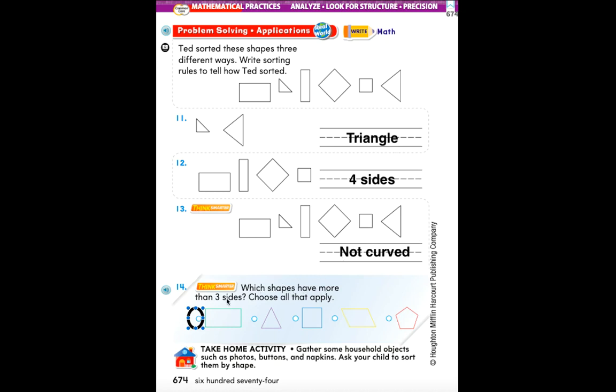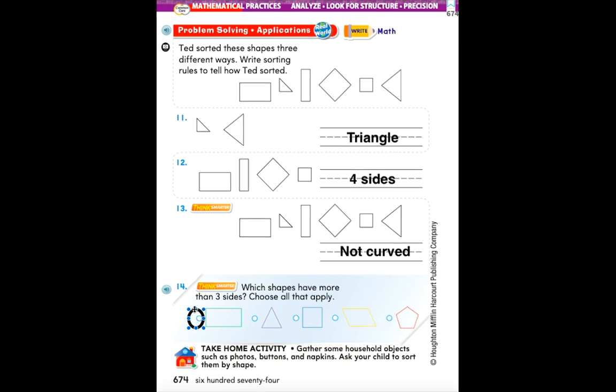Which shapes have more than three sides? More than three sides are rectangles, squares, and this is a rhombus. So let's circle these shapes. This is more than three: one, two, three, four. This is three: one, two, three. So we will not circle this. Let's circle the squares and the rhombus.